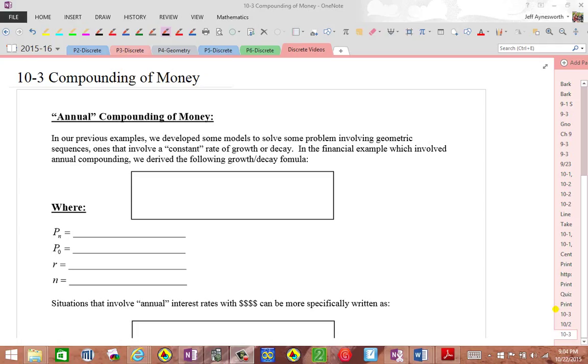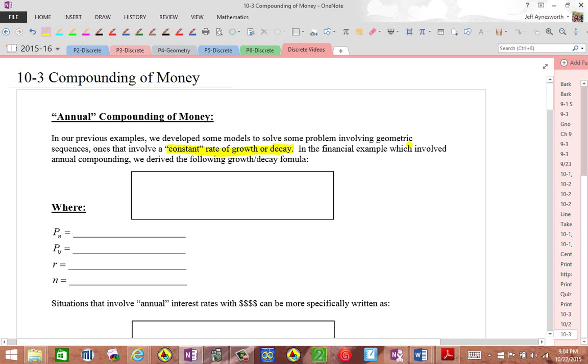We're going to focus on how money is compounded and the different ways that it's compounded. In our previous examples, we developed some models to solve problems involving geometric sequences, ones that involve a constant rate of growth or decay.